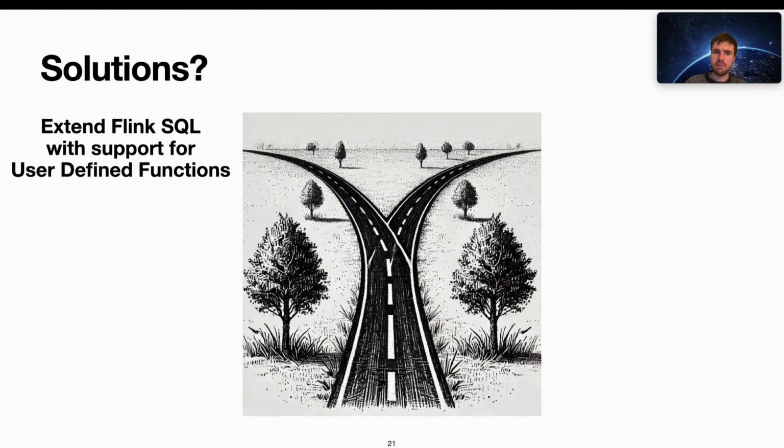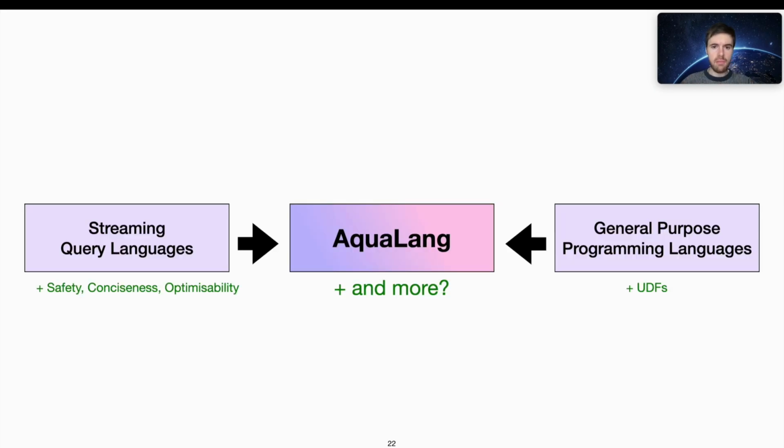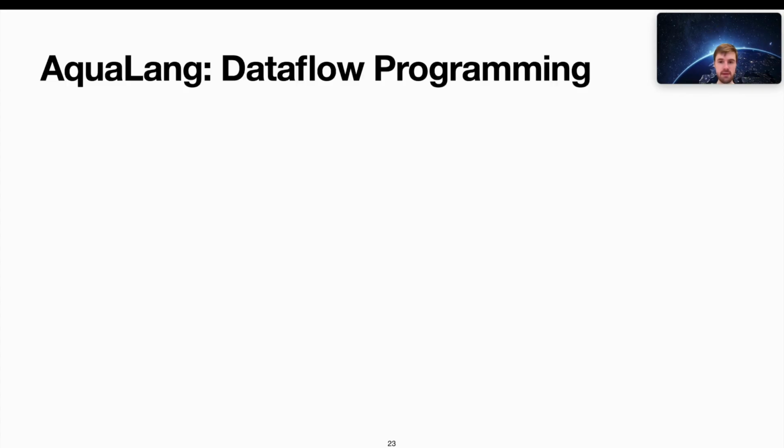Well, one approach could be to try and extend Flink SQL with support for user-defined functions. But what if we were to just create a new language that solves all of these problems? What we propose is a new programming language named AquaLang that bridges the gap between streaming query languages and general-purpose programming languages. So, to explain AquaLang, we can revisit our example from earlier.